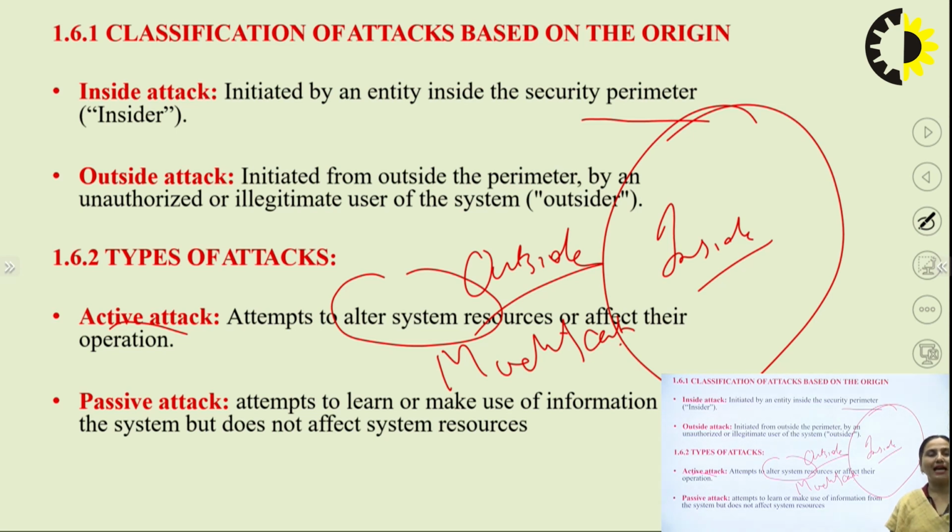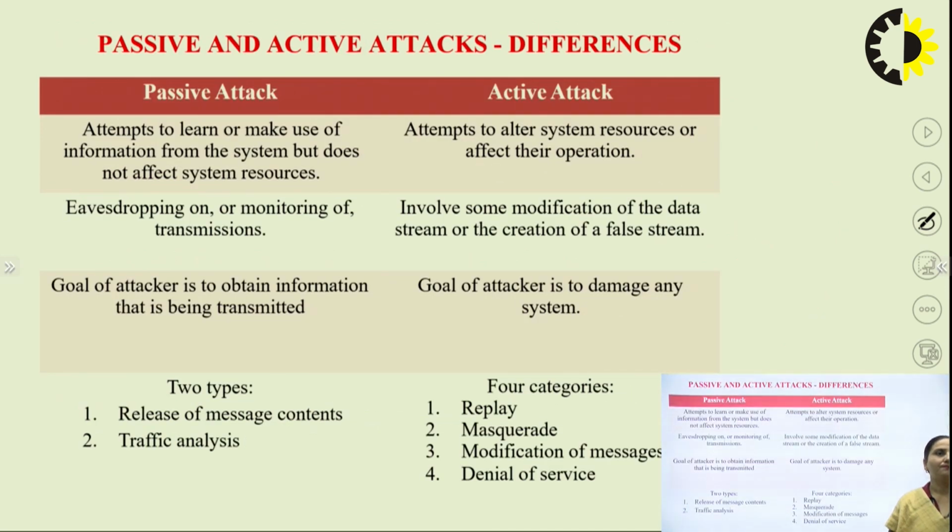Second is the passive attack. It attempts to learn or make use of information from the system but does not affect the system resources. That means not making any alteration or modification in the data. They are quite interested in simply fetching the data from the system. Now again, with the help of this particular table, we will be able to see more differences between the active and the passive attack. As I told you, a passive attack attempts to learn or make use of information from the system, but it is not going to affect the resources of the system.